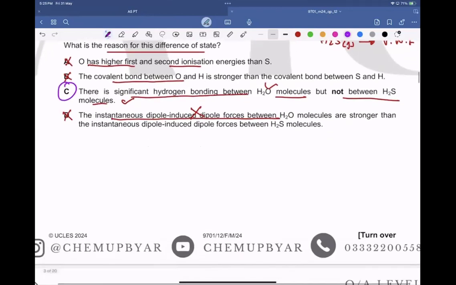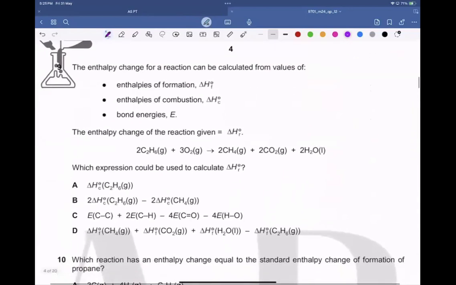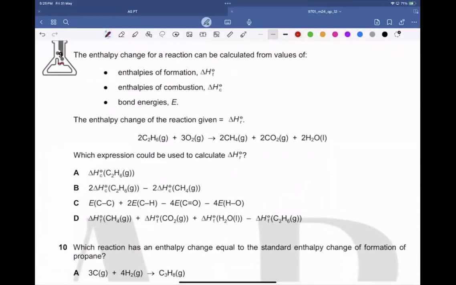Now, question number 9. Okay. The enthalpy change for a reaction can be calculated from the values: the enthalpy changes of formation, the enthalpy change of combustion, bond energies. The enthalpy change of a reaction is given by delta H R. Okay, they have given, which expression could be used to calculate the enthalpy change of a reaction?